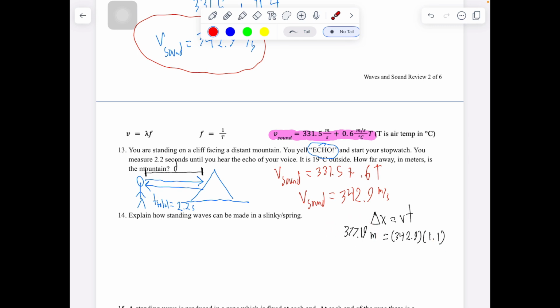If alternatively you did not change this time, you plugged in 2.2 and you get a bigger number over here, that's okay. Just take your bigger answer, divide that in half. That distance that you got would be the distance there and back. If you cut that distance in half, now you get just the distance there.